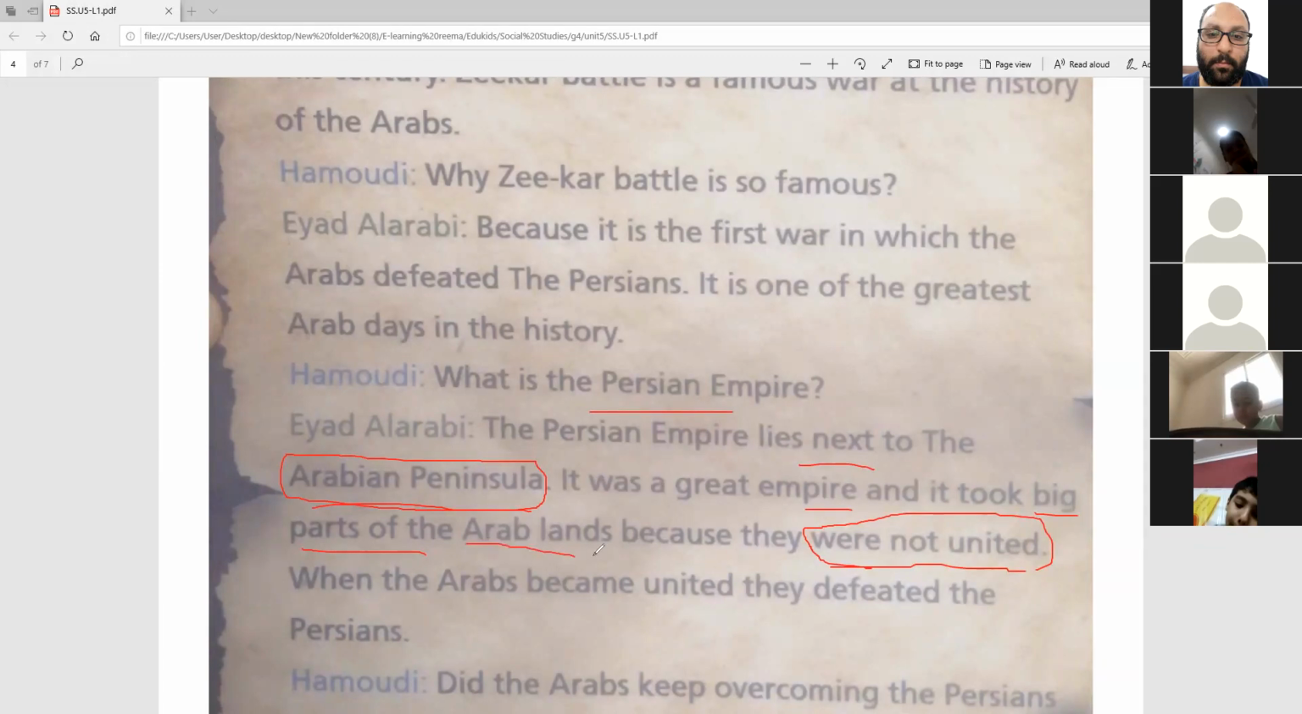When the Arabs became united later, they could defeat the Persians. So they defeated the Persians after they had been united. That's also another reason.